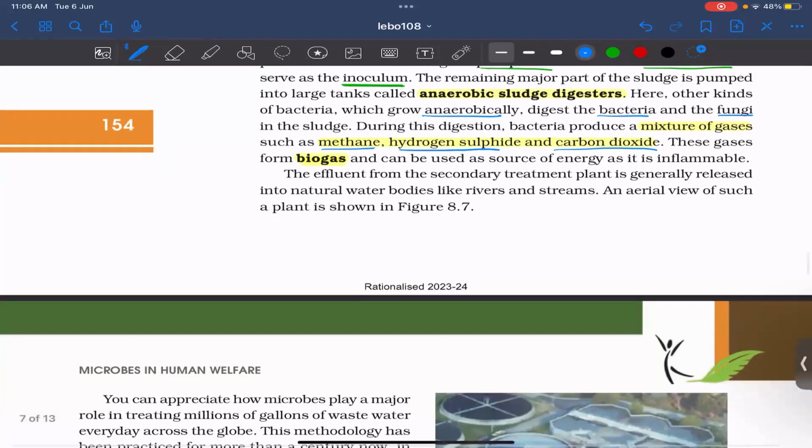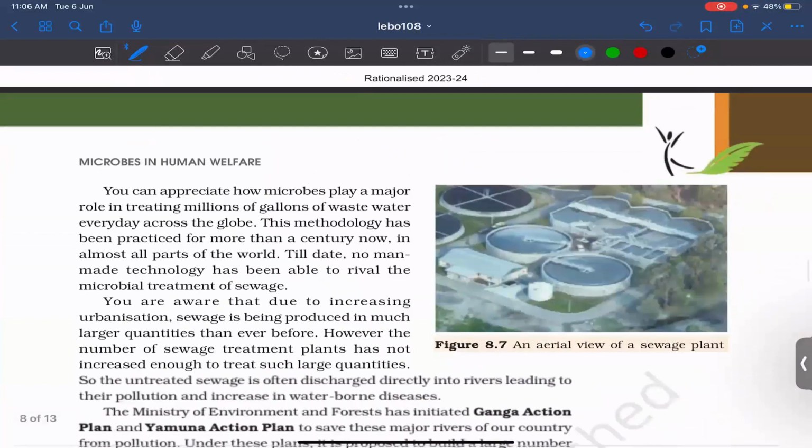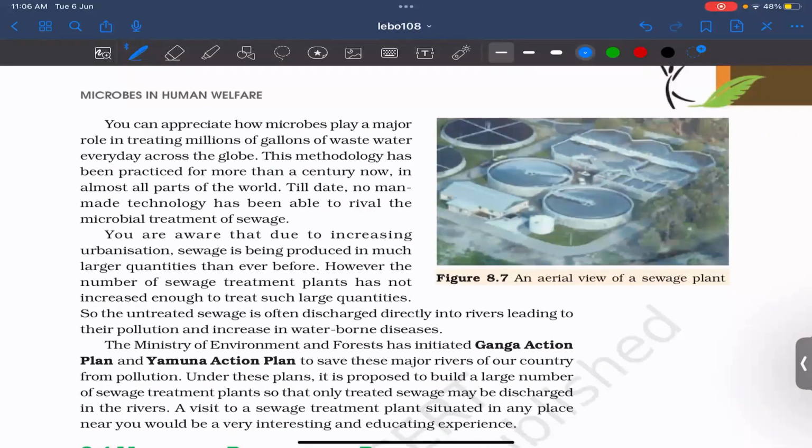See, the effluent from the secondary treatment is generally released into natural bodies like rivers. Now, after some time, I would also like to mention that there is a tertiary treatment, or the chemical treatment, where the water is treated using chlorine sometimes when it has to be used or purified more or cleared more.